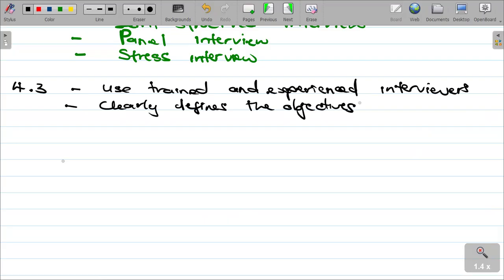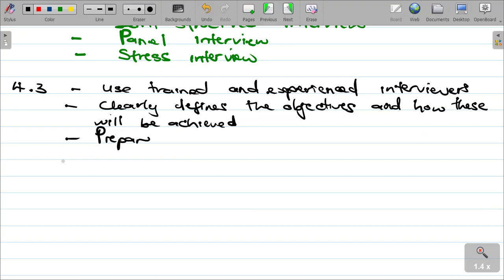And how these objectives will be achieved. Number 3, prepare the questions that will be asked. You're supposed to prepare the questions that will be asked.